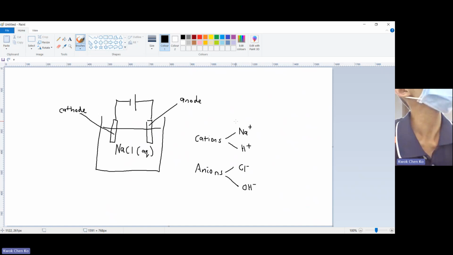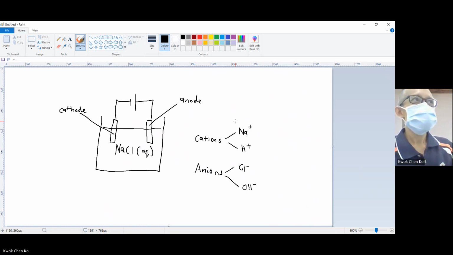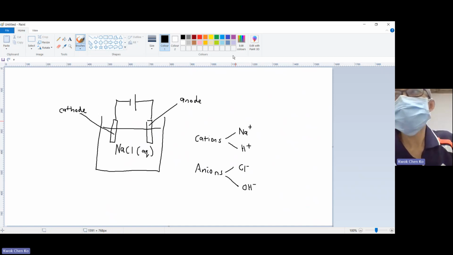But in chemistry usually they don't even draw the battery. They just tell you, oh, this electrode is negative, this electrode is positive. Unless they're teaching physics at the same time, otherwise they don't even know how to draw the battery. They don't do it often, they have forgotten how to draw the battery.